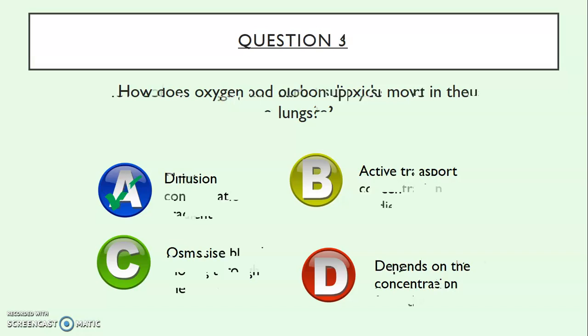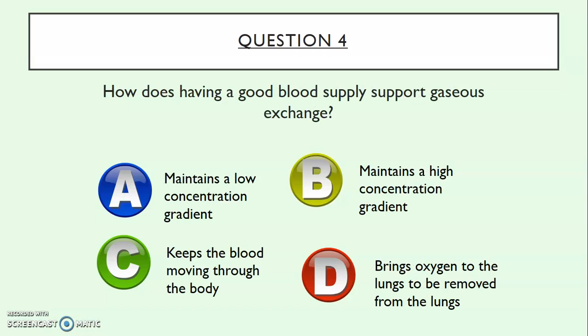And then our last question, how does having a good blood supply support gaseous exchange? So A, maintains a low concentration gradient. B, maintains a high concentration gradient. C, it keeps the blood moving through the body. And D, brings oxygen to the lungs to be removed from the lungs. And the correct answer for that one is B, it maintains a high concentration gradient. A high difference between what concentration you're moving from and to.